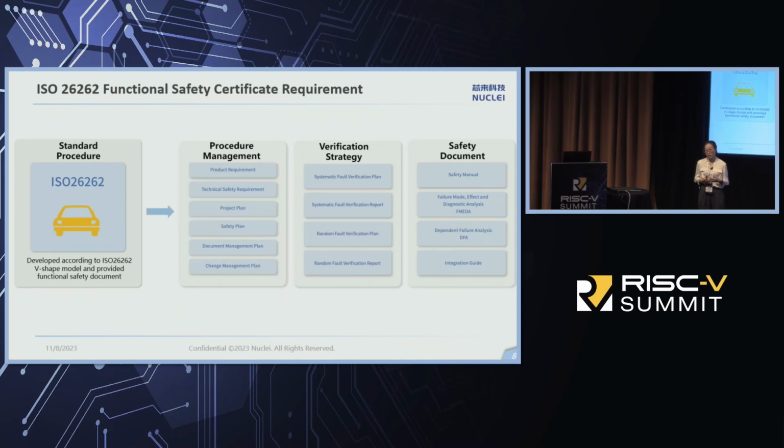The second one is the verification strategy. Generally we just do functional verification, but for automotive we need to do fault verification, systematic fault verification, and also random fault verification. We need to use new tools or methodology to do fault injection verification. The third one is the safety documentation. Usually at least a safety manual and FMEDA report should be included. All this content is the general functional safety delivery package for the IP vendor or SoC vendor to deliver to the Tier 1 or OEM.